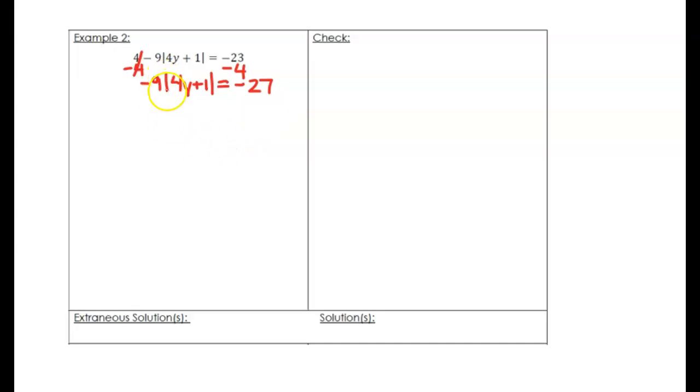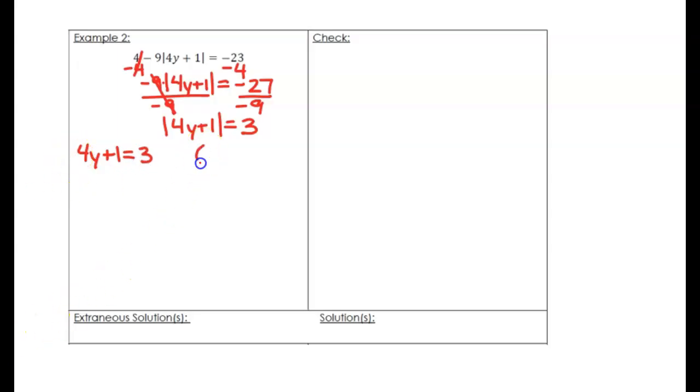I'm trying to isolate the absolute value, so this negative 9 that's being multiplied is in the way. If I want to break the multiplication, I have to divide by negative 9. I have the absolute value of 4y plus 1 is equal to 3. So now my absolute value is isolated. Step 2 is to split into 2 equations. First equation, 4y plus 1 equals 3, so positive.